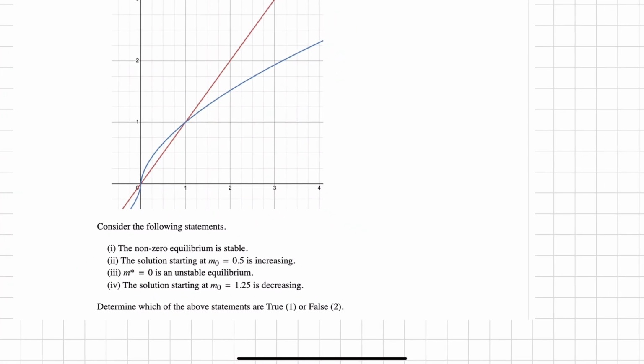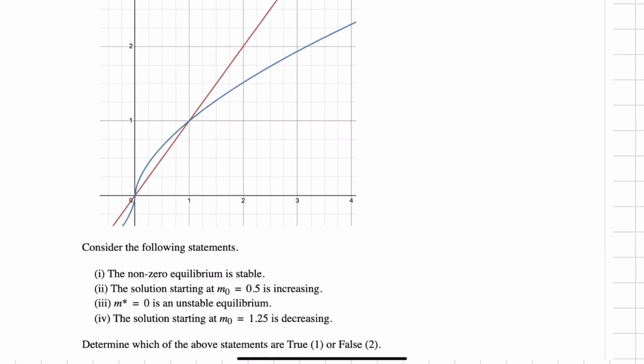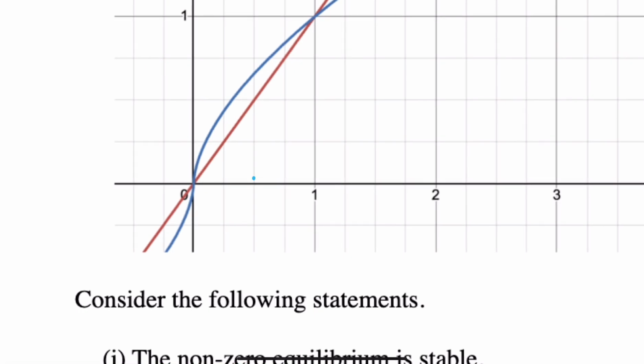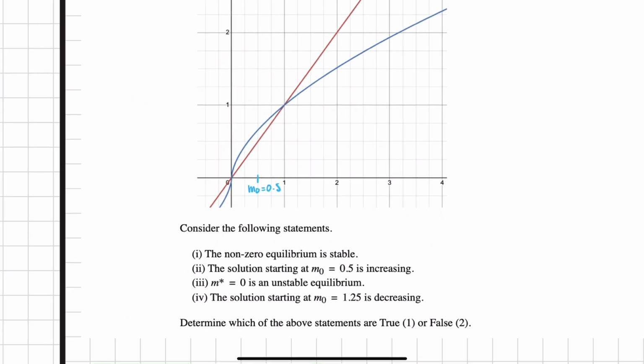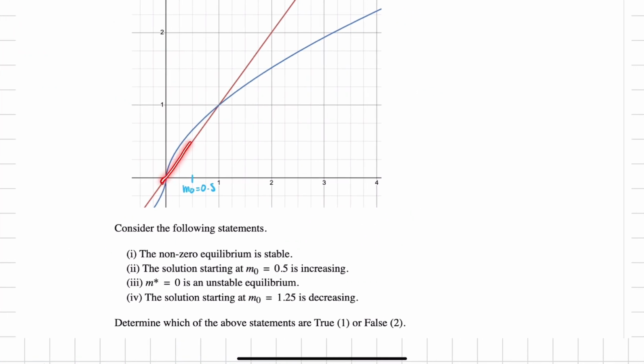And so to figure out if the non-zero equilibrium is going to be stable or not, we have to choose two specific starting points, one from the left and one from the right of that non-zero equilibrium. So we could start from 0.5 and see what happens. When you do cobwebbing, we see that the red function is the diagonal. It's just y equals x, and then your blue function is the actual updating one.